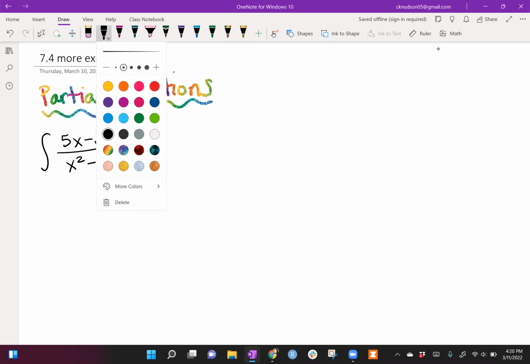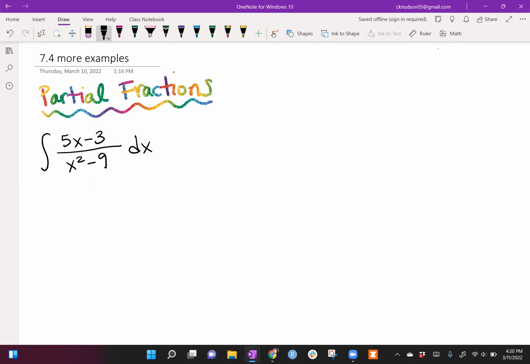I say that this is a candidate for using partial fractions because we have a polynomial up top and a polynomial on the bottom. The degree of the polynomial in the numerator is 1. The degree of the polynomial in the denominator is 2. In particular, we need the degree of the polynomial in the denominator to be greater than the degree of the polynomial in the numerator.